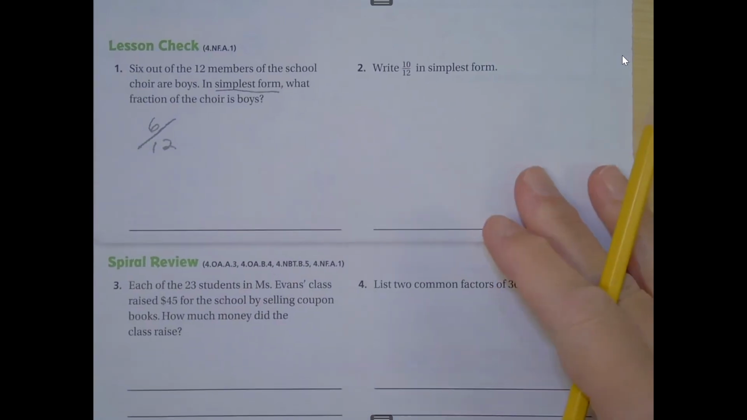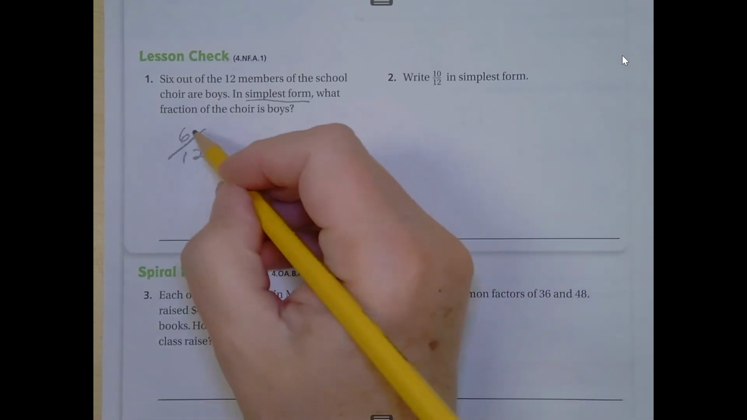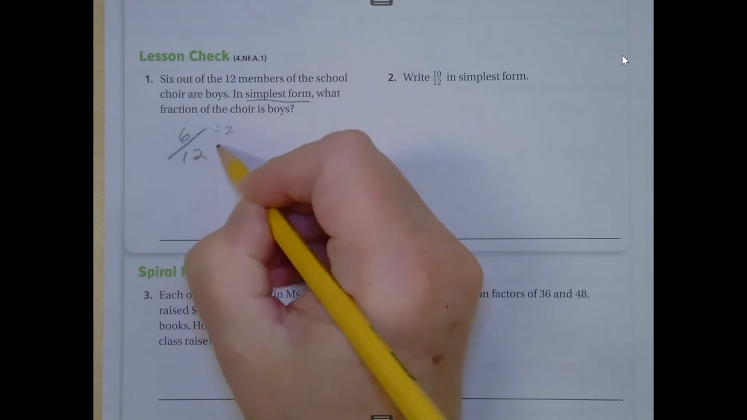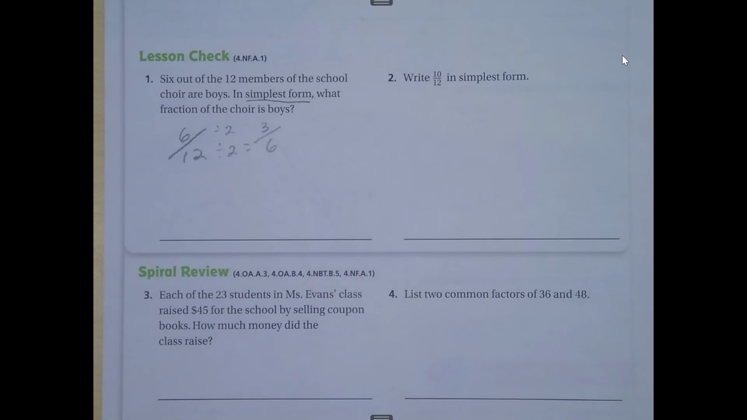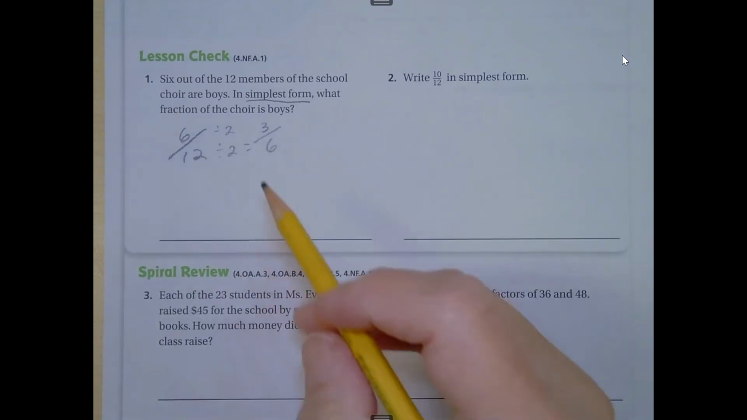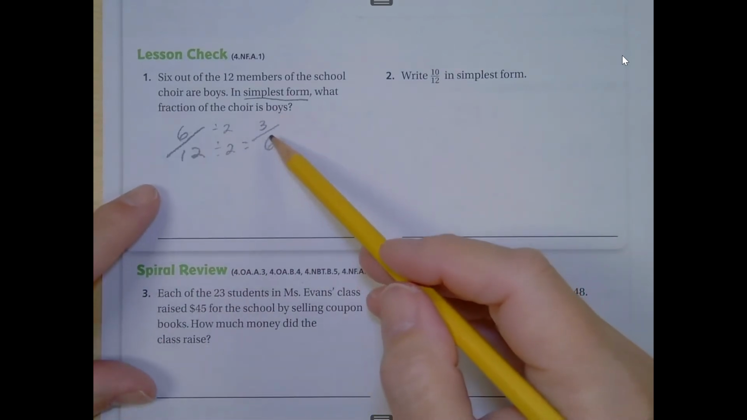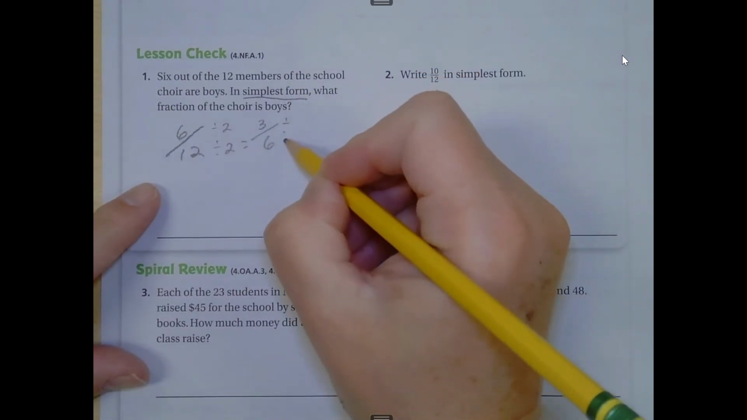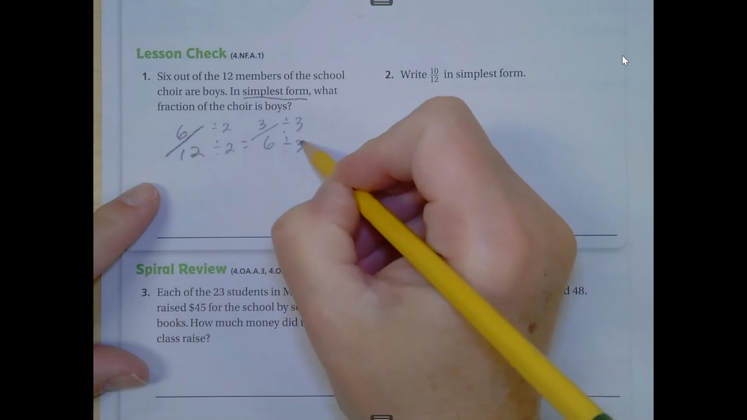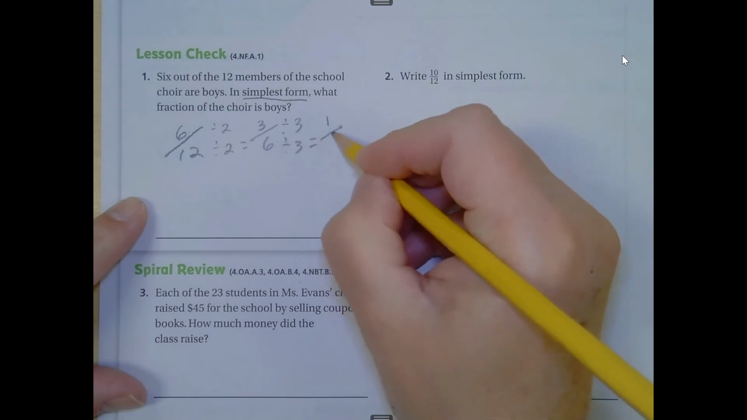Now, I'm actually going to make a mistake on purpose, just to show you this. I could do 6 divided by 2 and 6 divided by 2, and I would get 3/6. Now, the problem with this is 3/6 is not as low as it can go, because I can still divide 3 and 6 by 3. 3 divided by 3 is 1. 6 divided by 3 is 2.